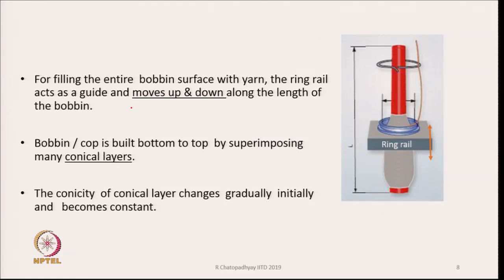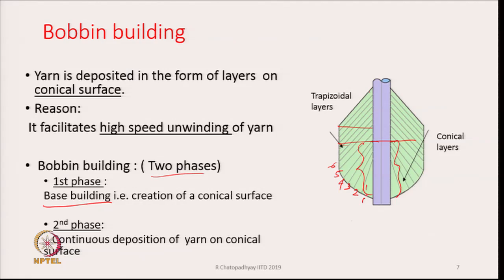The bobbin or the cop is built bottom to top by superimposing many conical layers. The conicity of the conical layer changes gradually initially and becomes constant thereafter. As we have seen in the previous diagram, if we look back, the very first layer, second layer, third layer, fourth layer, we will see that the angle is gradually changing for these layers, and by the time we reach the sixth layer, from then onwards the conicity is constant.